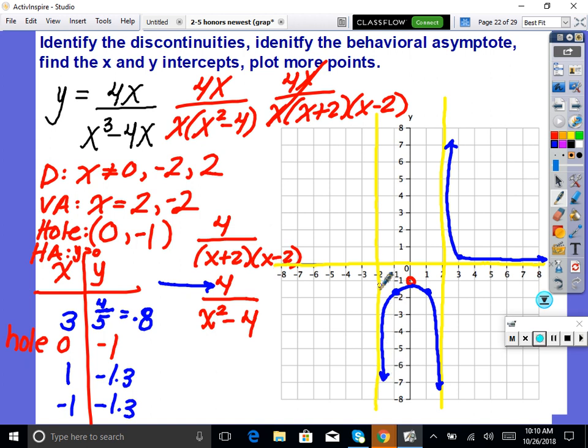Now we need to plug in something on this side of the x-axis of that vertical asymptote, which maybe plug in, I don't know, a -3. Yep, 4/5. So -3, it's up 4/5. So then it must be like this. And we're done.